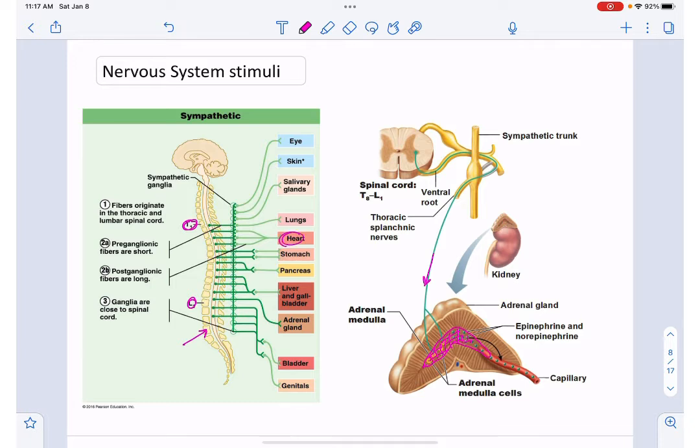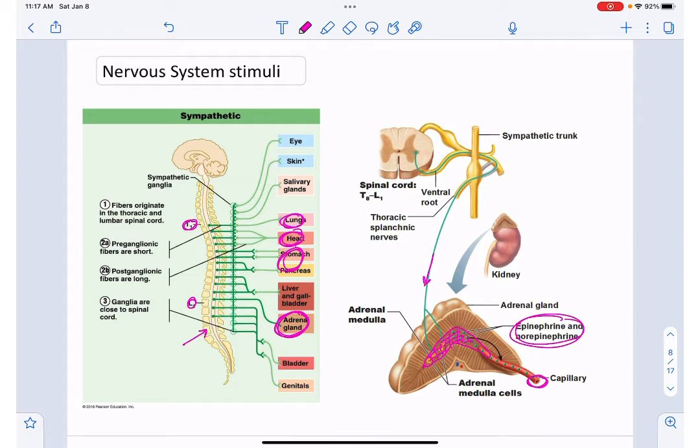They're going to act on the heart and increase heart rate. They're going to act on the lungs and cause bronchodilation of the lungs. They're going to decrease activity of digestive organs because that's just not a priority during the fight or flight response. But what you can also see is that these sympathetic neurons are going to act on the adrenal gland. And specifically, they're acting on the adrenal medulla to cause the release of epinephrine and norepinephrine into the blood. So, a nervous system stimulus of hormones.